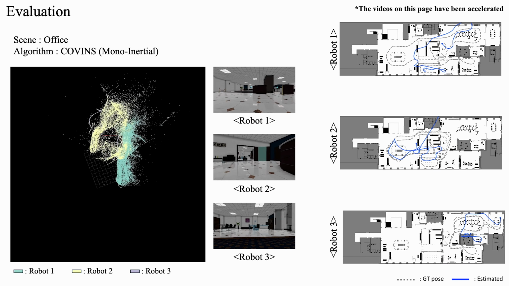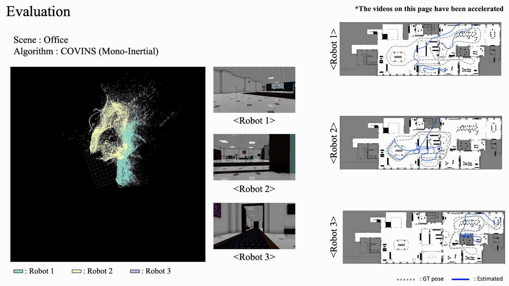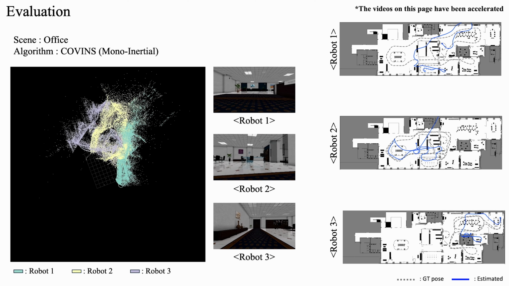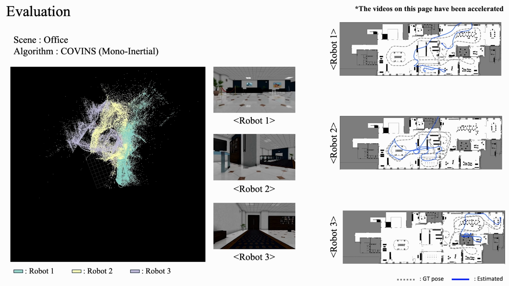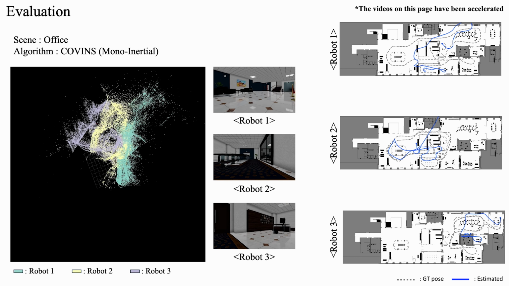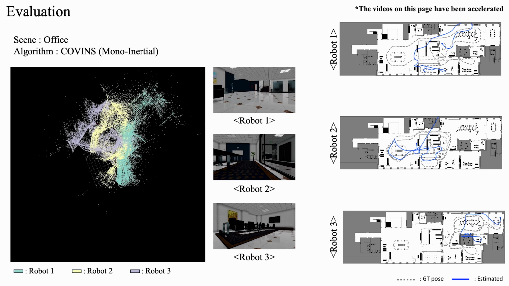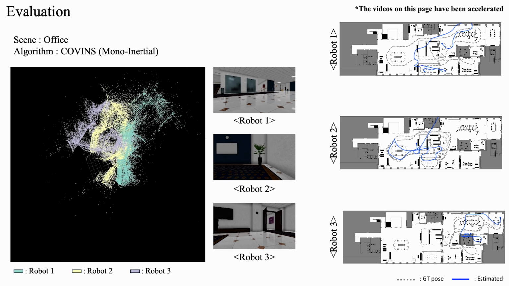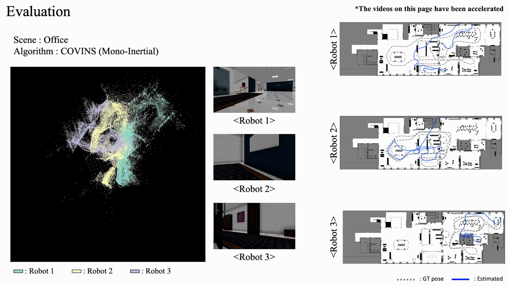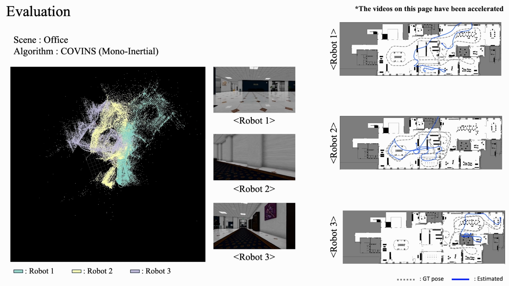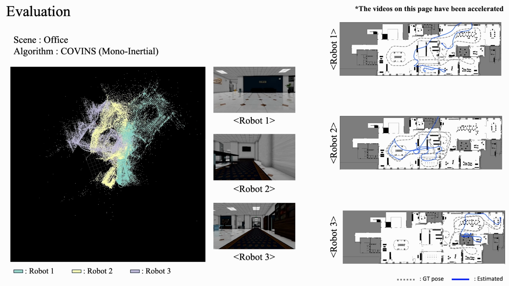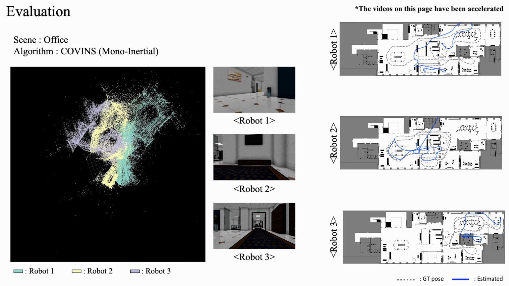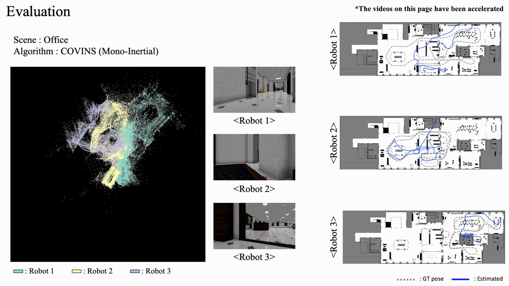This is a result of Covins. In the office, properties such as complex illumination and repetitive visual patterns can lead to Covins failure. Unlike decentralized SLAM, centralized SLAM shares a single backend among all robots. So, if even one robot sends an erroneous value to the server, the backend may perform incorrect optimization or stop working, which would affect the performance of all robots.